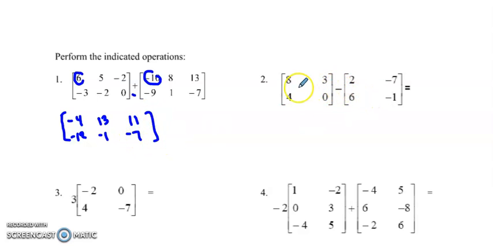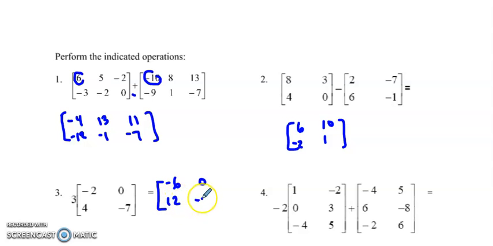Problem 2, we're subtracting. So we subtract corresponding pairs. So 8 minus 2 is 6. 3 minus a -7 is 10. 4 minus 6 is -2. 0 minus a -1 is 1. And then down here we have scalar multiplication. So we take this number 3 outside and we multiply it by every single entry within the matrix to get this new matrix.